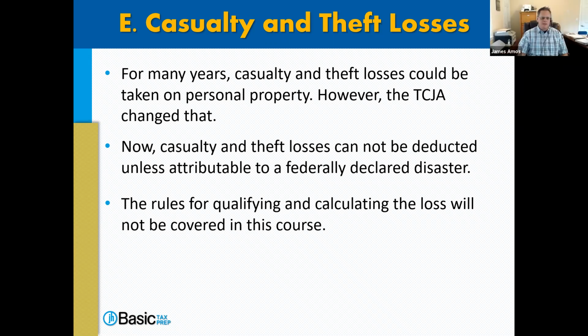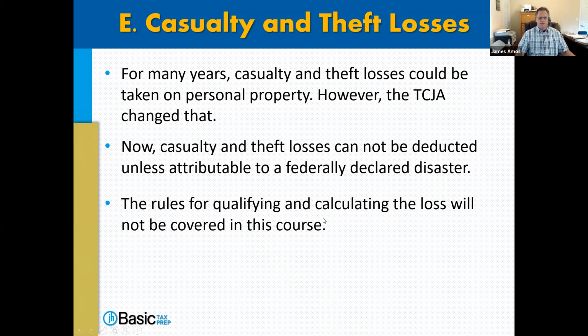So it's in here from 2017. What I do want to point out under casualty and theft losses is this point right here. By the way, I just remembered back when I prepped these slides a couple of months ago, and then reviewed them a couple of weeks ago, I made this. For many years, casualty and theft losses could be taken on personal property. However, the TCJA, that's the new tax law, changed that. Now casualty and theft losses cannot be deducted unless attributable to a federally declared disaster area.